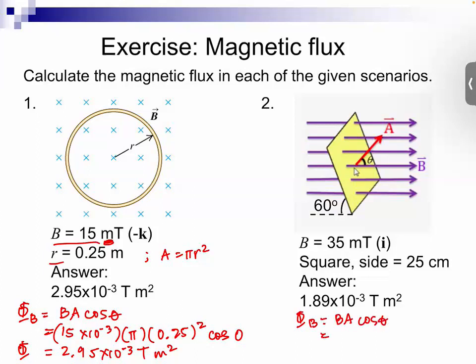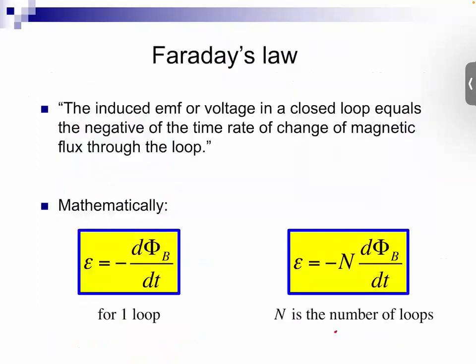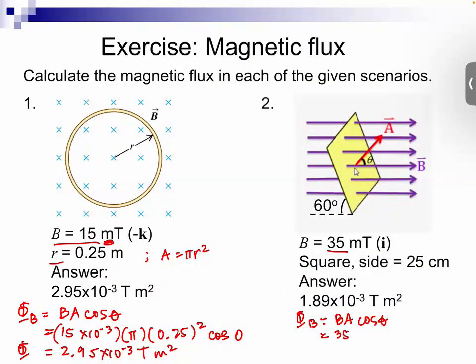The magnetic field is given. That's 35 milli, so times 10 to the minus 3, right? The area, the surface is a square of sides 25 centimeters. So the area is side squared in meters, 0.25 squared.